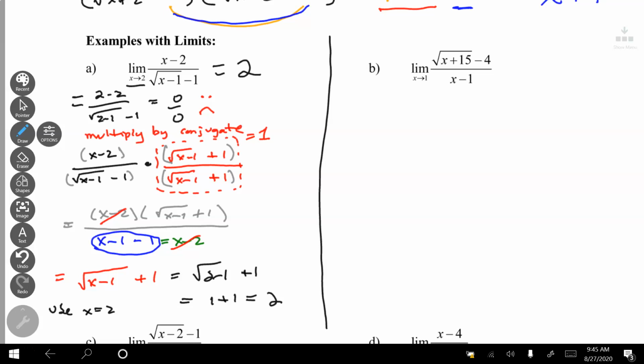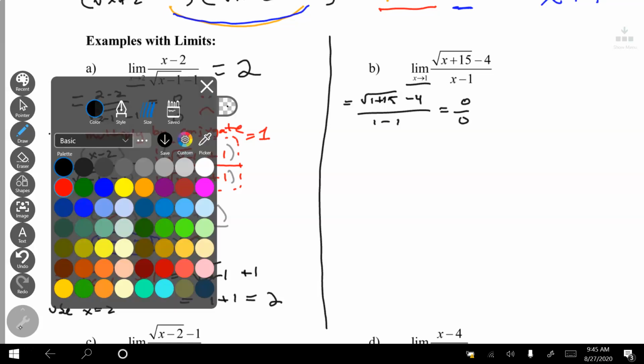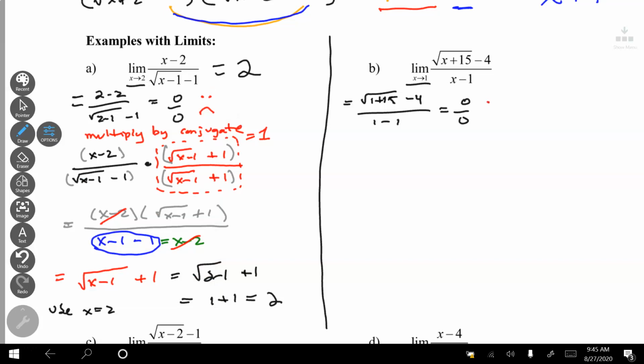I'll do one more example, talking about the whole thing. So again, the first thing I do is plug in my number. My number is 1. And I plug in 1, I get square root of 1 plus 15 minus 4 over 1 minus 1. 1 plus 15 is 16, square root is 4. Oh, I get 0 over 0. You know, bad news. That could be a hint, but they're probably always going to be 0 over 0.